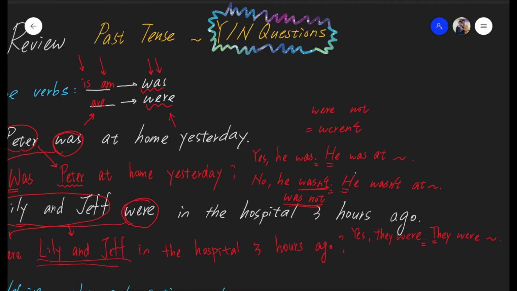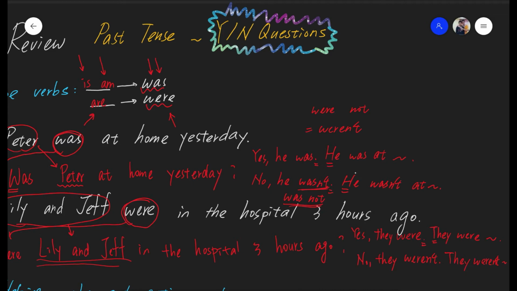And then if the answer is no, then it's no, they weren't. And we talked about weren't being the contraction of were not. They weren't over here in the hospital 3 hours ago. So that's how you make yes/no questions with the past tense be verbs.